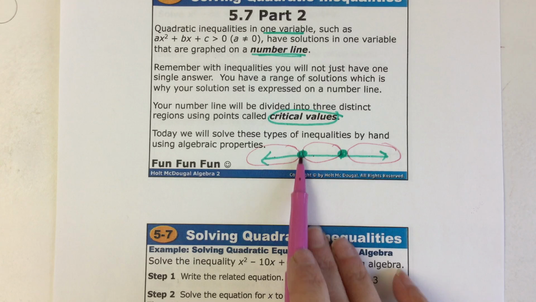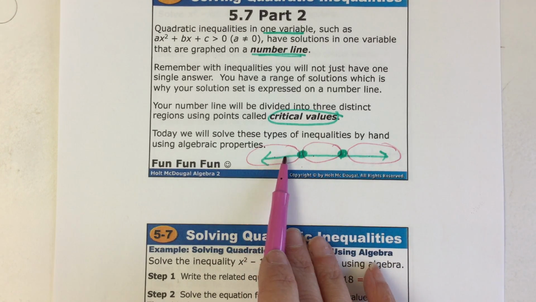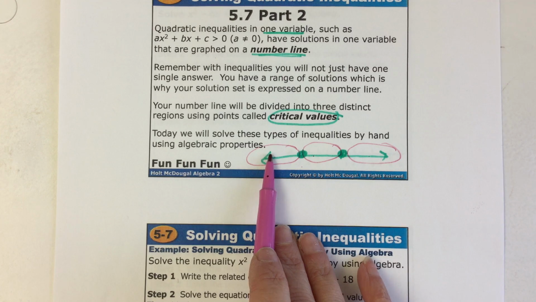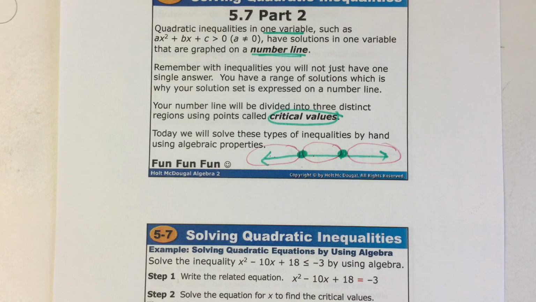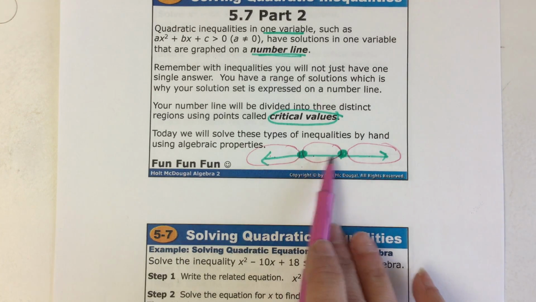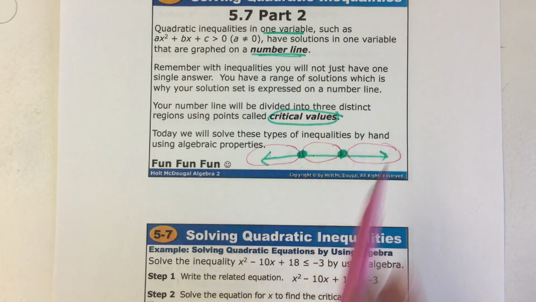So if this was my critical value, I would put a number from this side into the original. If it's true, I would shade to the left. If it's not, I wouldn't. Then you try a number in between your critical values. If it's true, you shade between. If it's false, you don't. Then you try a point to the right of your furthest right critical value. If you get a true statement, you shade to the right. If you get a false statement, you don't shade at all.